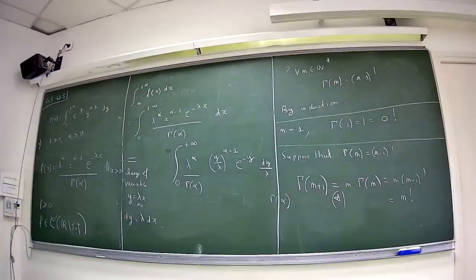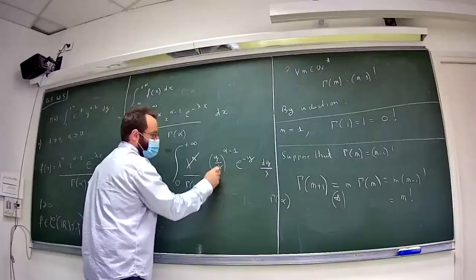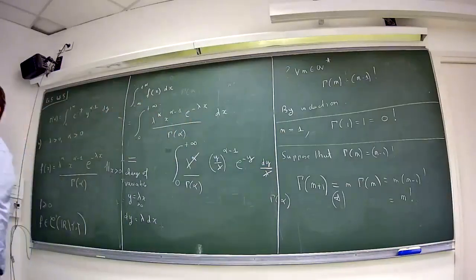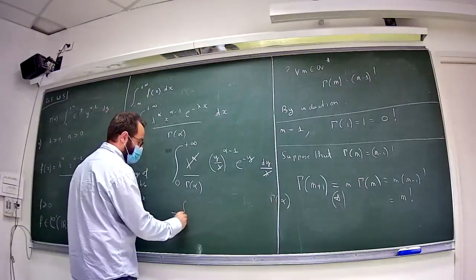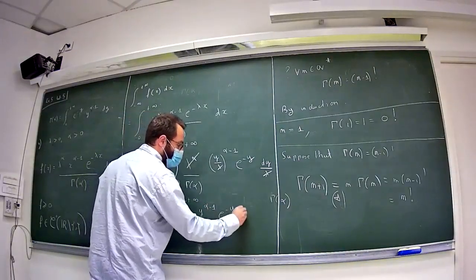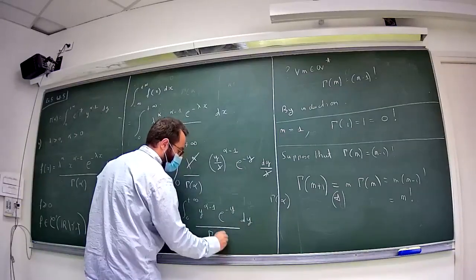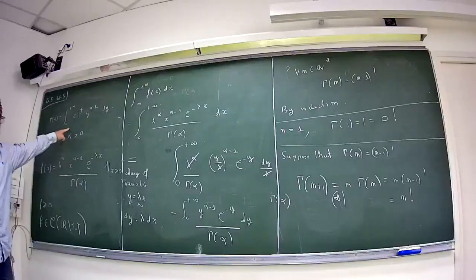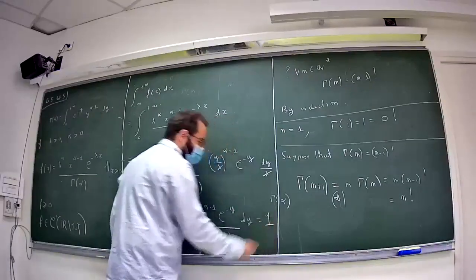And now, what can I do? I can simplify a little. I have lambda to the power alpha, and then I divide by lambda, and I divide also by lambda to the power alpha minus 1. And in fact, I have a simplification between all the lambdas. And at the end, I obtain the integral between 0 and plus infinity of y to the power alpha minus 1 exponential minus y dy over gamma of alpha. But by definition of gamma of alpha, I have just something that is equal to 1.